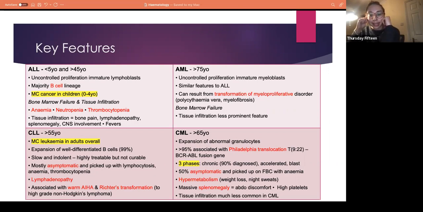CML is a cancer that classically has 3 phases. There's a chronic phase in which 90% of people are diagnosed, and then an accelerated phase, and some people can go on to have a blast phase, where it will convert to an AML or an ALL type picture. 50% of them are asymptomatic and picked up on a full blood count. They also have symptoms of hypermetabolism, so those B symptoms like weight loss and night sweats. They can get massive splenomegaly, high platelets, and again, the tissue infiltration is less common in CML.